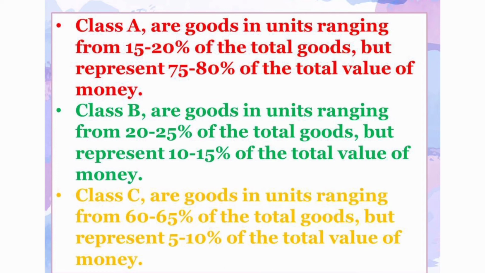As you can see on the screen are the criteria of ABC analysis. The first is Class A, the goods in unit ranging from 15 until 20% of the total goods, but representing 75 until 80% of the total value of money. The second class is Class B, goods in unit ranging from 20 until 25% of the total goods, but representing 10 until 15% of the total value of money. The third class is Class C, goods in unit ranging from 60 until 65% of the total goods, but representing only 5 until 10% of the total value of money.